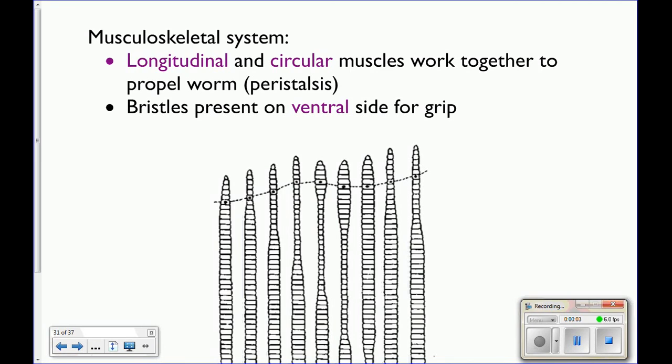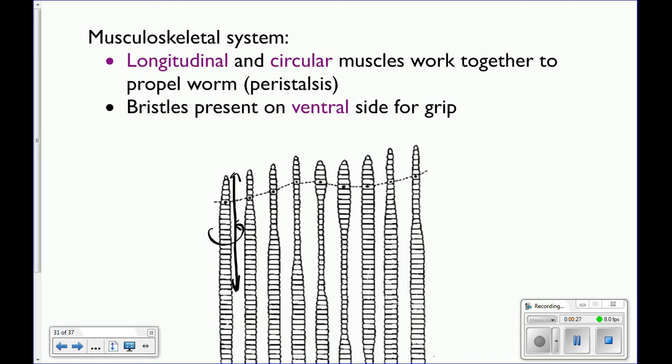Okay, so how worms move. They have longitudinal and circular muscles that work together. The circular muscles wrap around the body this way, and the longitudinal muscles run from head to tail on a worm. They alternately contract the circular and the longitudinal muscles in order to move.